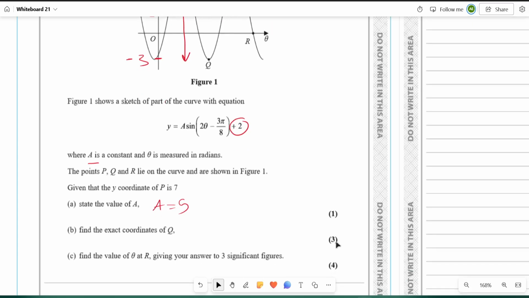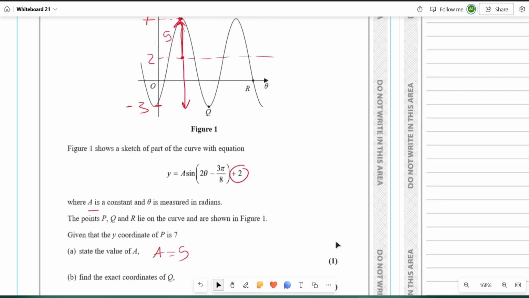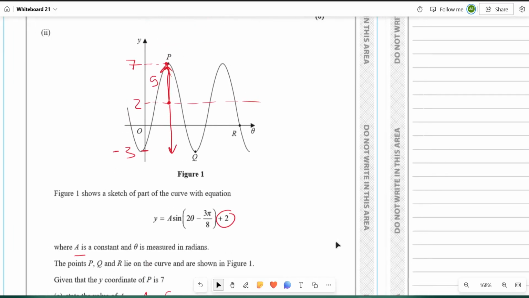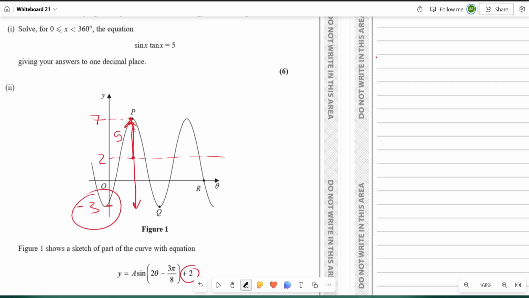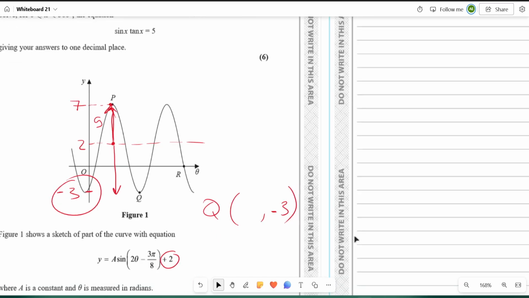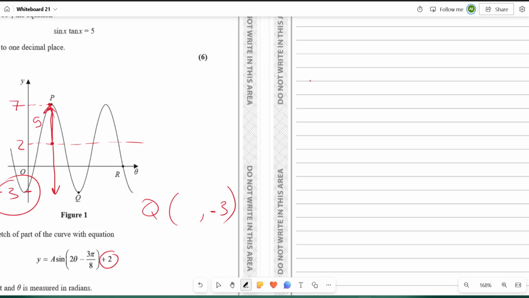The question says, find the exact coordinates of Q. First of all, we know that the y-coordinate of Q is minus 3. So Q is something and minus 3. Now, to solve this, let's solve for the theta values for Q. So let's solve it over here. The equation is y equals 5 sine (2 theta minus 3 pi over 8) plus 2. Now we want to find the theta values when y is minus 3.